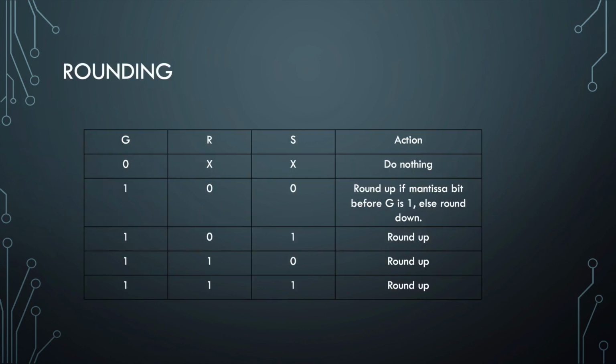This table summarizes all of the actions that should be taken for every different value of G, R, and S. So, if G is equal to 0, we don't care what the values of R and S are, we do nothing, we don't round up or down. If you get 1, 0, 0, we round up if the bit before G in the mantissa is 1, and else we round down. If you get 1, 0, 1, or 1, 1, 0, or 1, 1, 1, we round up.